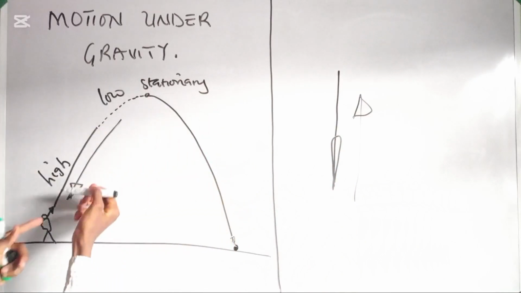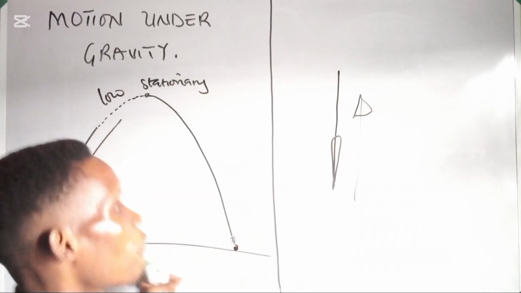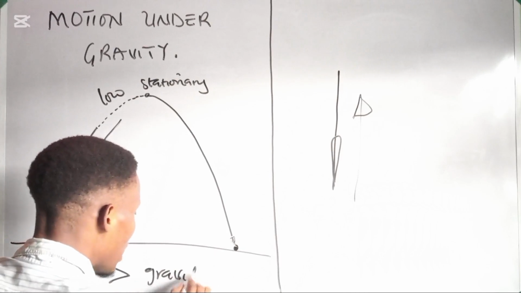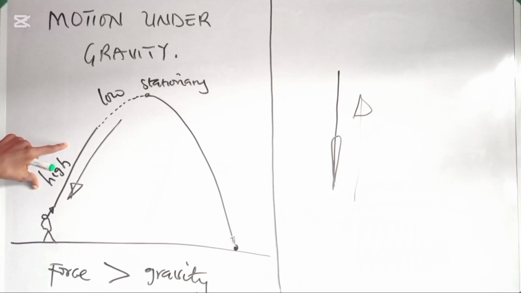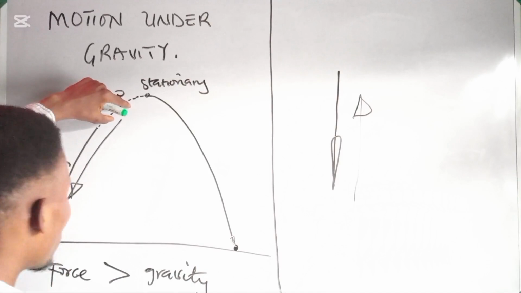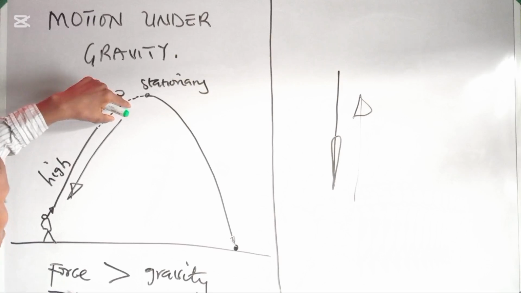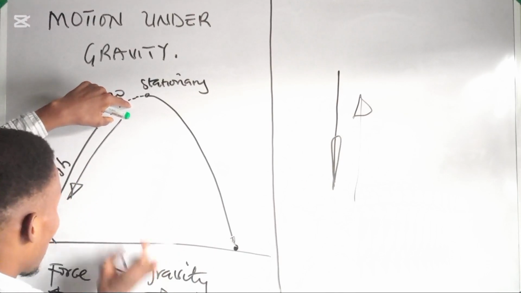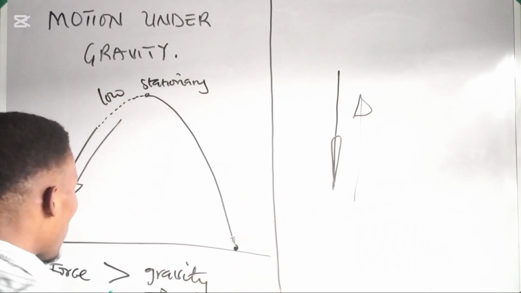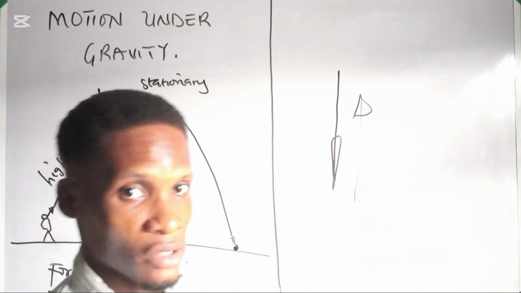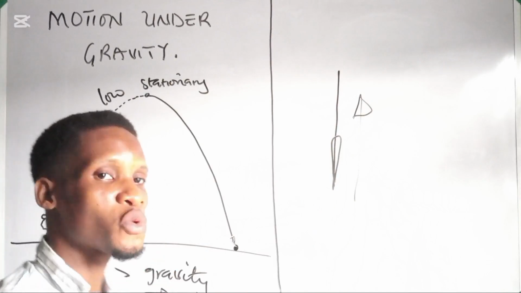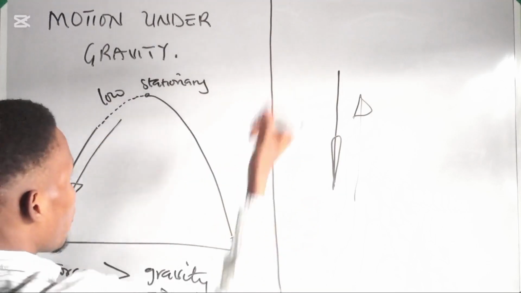Why it was moving faster at this particular point was because we used a force to throw it, and your own force which was used to throw it was greater than that of what? Gravity. That is why it was moving faster at this particular point. At this point, your force started to be very low. The force of gravity was somewhat greater than the force that was used to throw it, because as it goes up, the strength was reducing. So the force of gravity continued to act on the stone, pulling it downward.